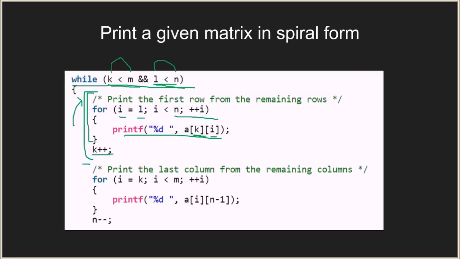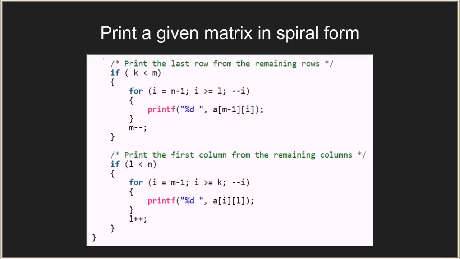Similarly, now we have to print the rightmost column. So you know that the ending column index is actually n. Basically the size is n, so the ending column index will be n minus 1. That is why the n minus 1 value is constant, and the iterator i is changing value from k to m minus 1. And in the end, we decrement the value of n just to reduce the array.